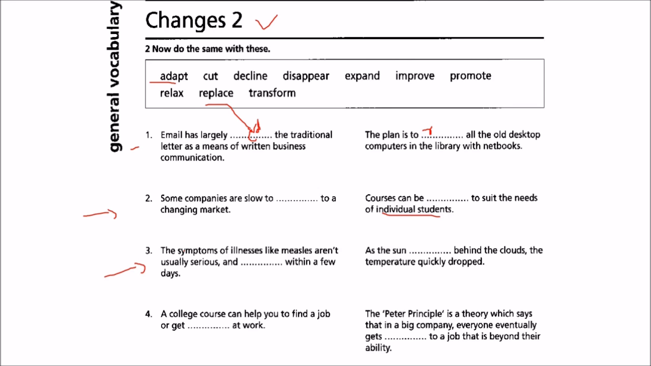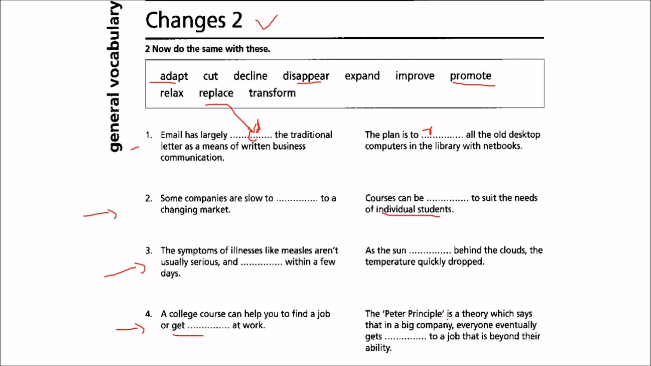Then the third one, the symptoms of illnesses like measles aren't usually serious and dash within a few days. Means disappear. They appear or disappear, so we'll use disappear directly. And in this case, as the sun disappeared behind the clouds, temperature quickly dropped. Then in this case, a college course can help you find a job or get dash, which are you going to use? This fourth one will be promote or promoted. So college course can help you to find a job or get promoted at work.